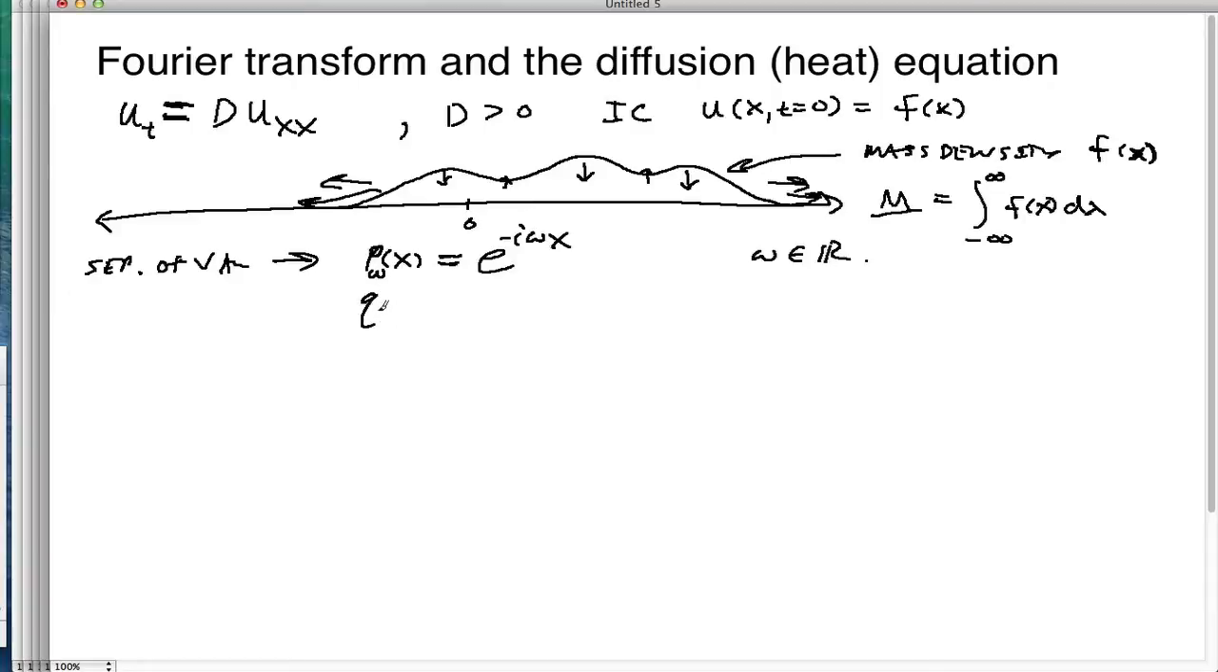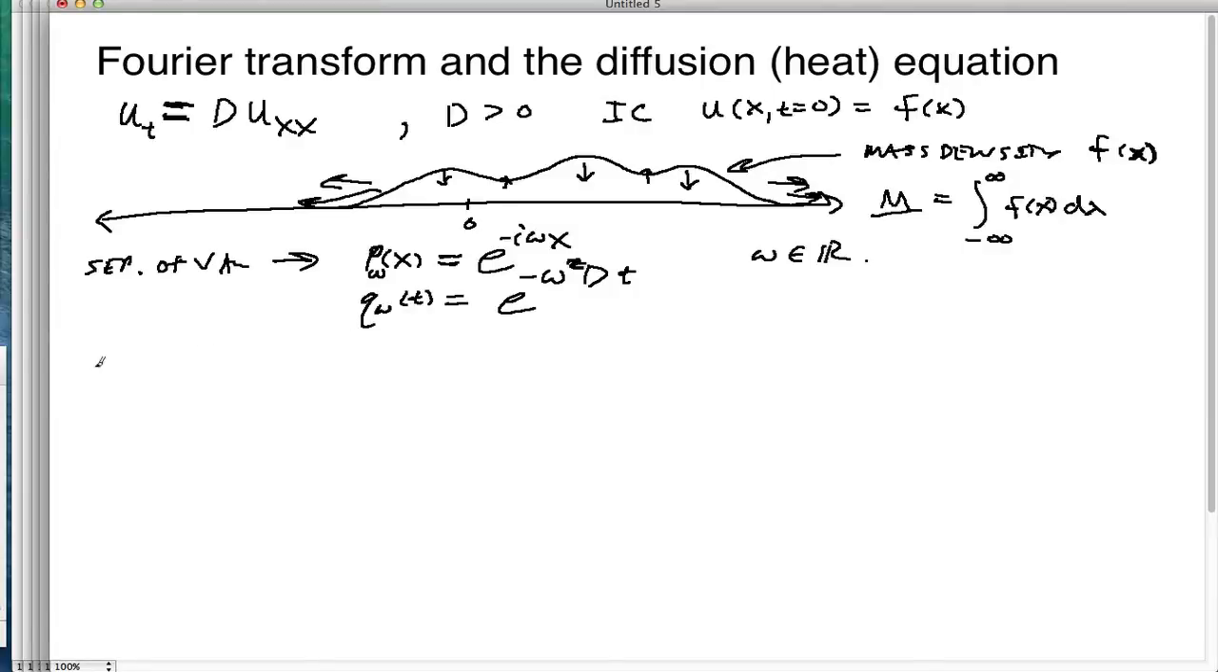And then we have Q(t), which is also parameterized by omega, and that is going to be e^(iω²Dt). All right, and that will also be negative. Okay, oh, that's not quite right. I should have said e^(-ω²Dt), right? There's no imaginary number there because the ODE was first order only.